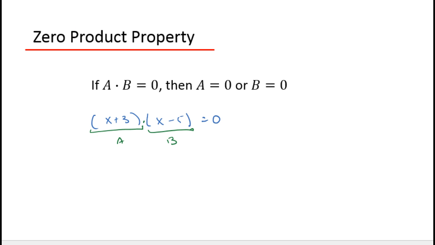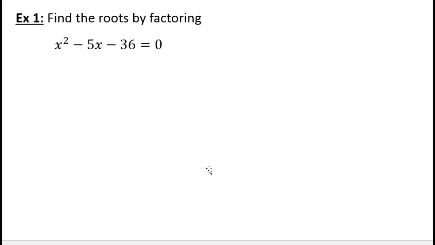So this means that x plus 3 is equal to 0, or x minus 5 is equal to 0. Well, if we solve, we get x is equal to negative 3 and x is equal to positive 5. So those would actually be our roots. So that's what the zero product property is telling us. It says if it is factorable, we are guaranteed at least one solution. So again, our zero product property just guarantees that if we can factor this out, we're guaranteed one solution.